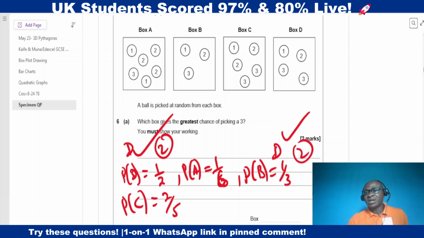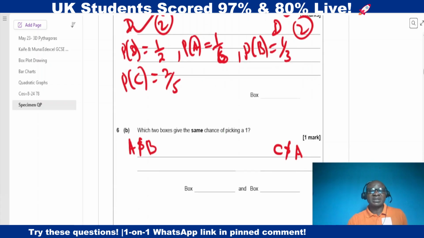All right. Then, for the B part, Mona, you continue explaining for B. You chose C and A. Kaife chose A and B. Can you tell me why you chose C and A, Mona? You say which two boxes give the same probability? Tell me how you arrived at C and A first. You have already given me the probabilities and they are all correct. Therefore, how is your C and A the same first?